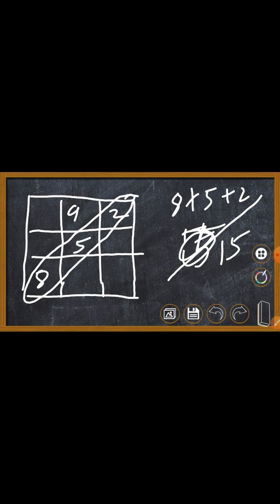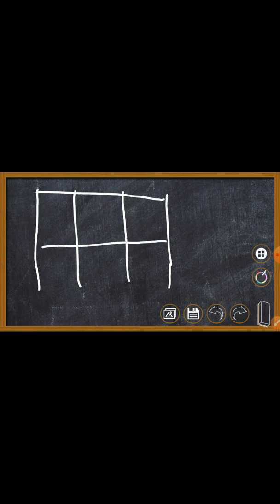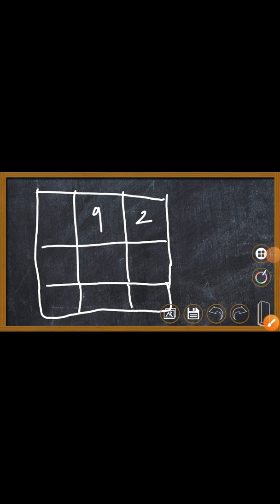So now every answer should be 15. Side to side, if you add, the answer should be 15. Top to bottom, if you add, the answer should be 15. Okay, so now let's start filling up the box. Again, I will draw it. What was it? It was 9, 2, 5, 8. Yes, when we added it up diagonally, we got to know that the sum is 15. So now everything should be 15.